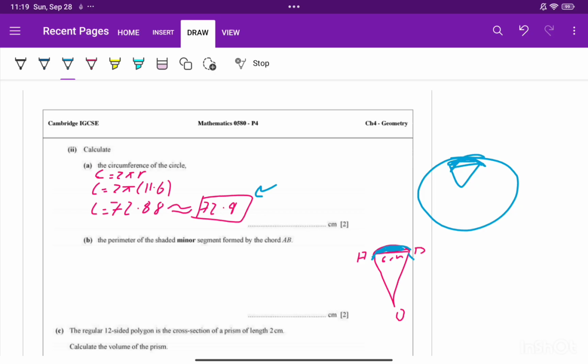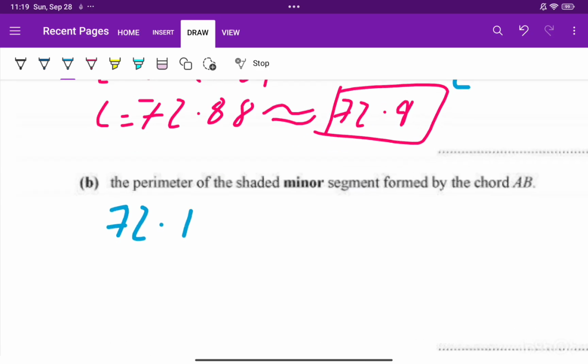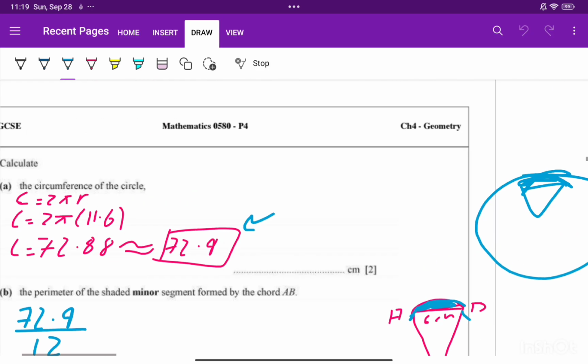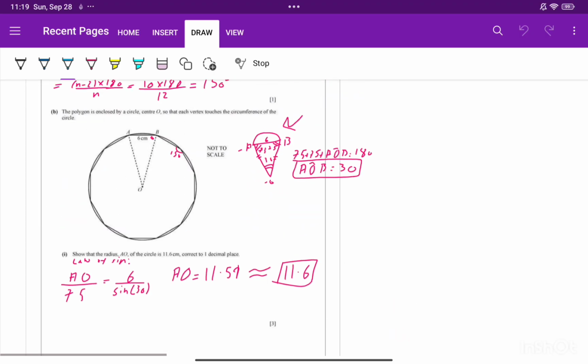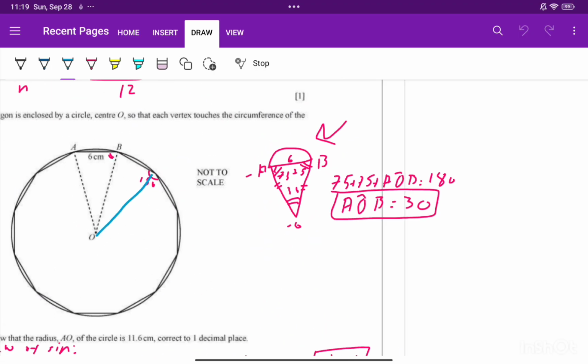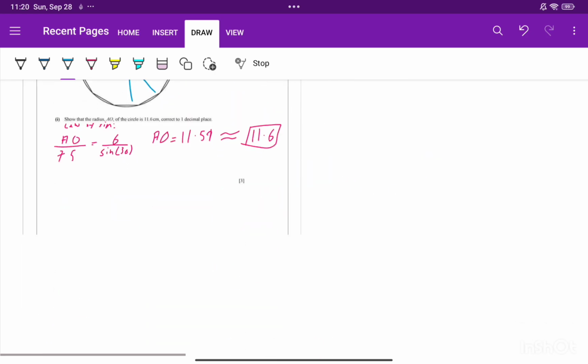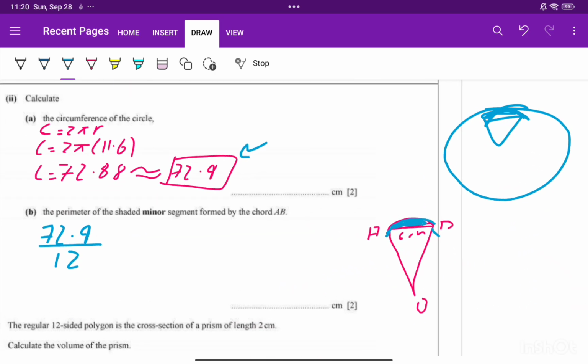Okay, so 72.9 divided by 12. Because why? Because in the polygon there are 12 triangles, so that's why we divide it by 12. Divide by 12, plus 6, which will give us the answer 12.1. This is our answer.